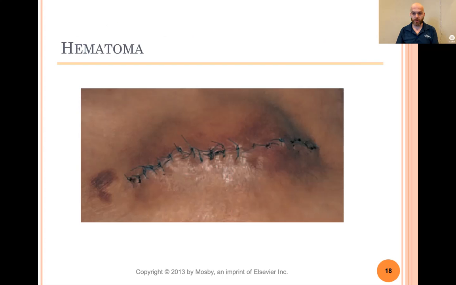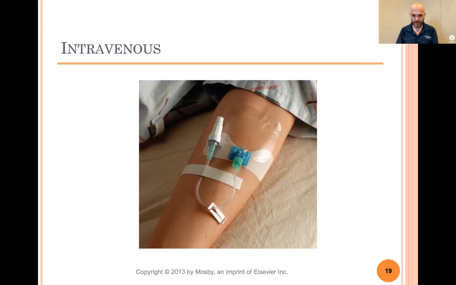Here's a suture line, somebody that was stitched together, and then you can see the hematoma, which is the bruise around it. I can't tell how big that is from the picture. It looks kind of small based on the jaggedness of the cut and just the stitches, but usually hematomas are considered much bigger bruises. Here's an intravenous IV line. You've all seen these. We've all had these.